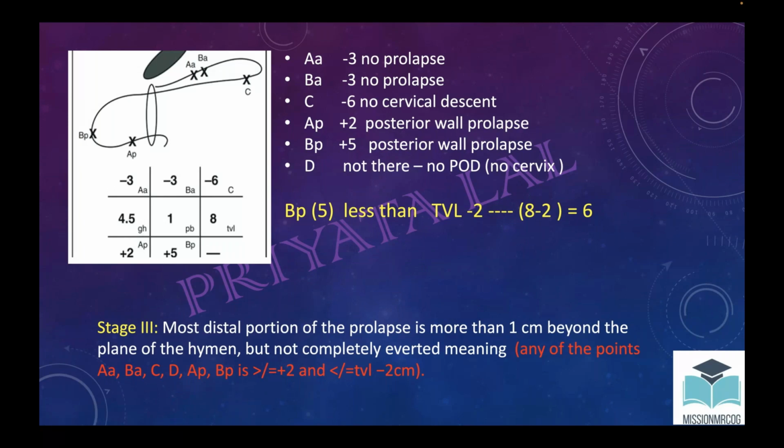So for staging, from TVL we'll do -2. So TVL is 8, -2 it will be 6. So the BP, that is +5, is less than TVL -2. If it is less than TVL -2, then it will be stage 3 prolapse. So the patient we are having has stage 3 posterior wall prolapse. Can you tell me why we are putting this in stage 3?